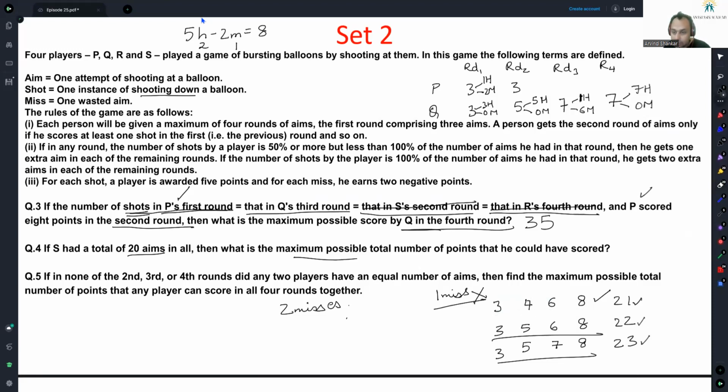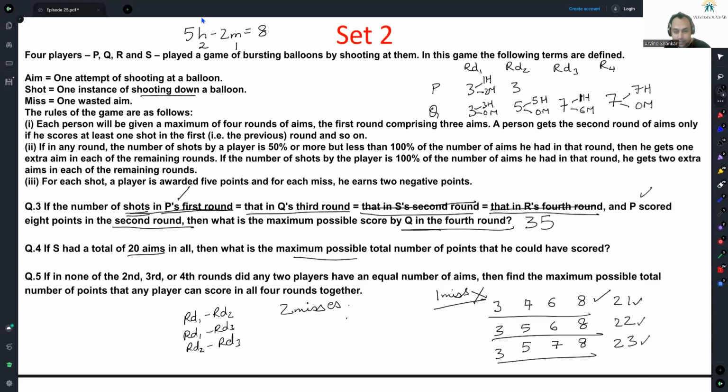What I'm saying is either the misses would be in round 1 and round 2, or the misses would be in round 1 and round 3, or the misses would be 1-1 miss, not 2 misses, 1-1 miss. And or it could be in round 2 and round 3.